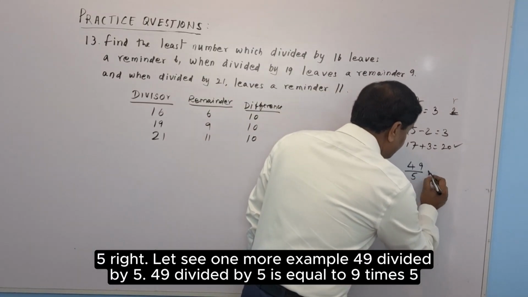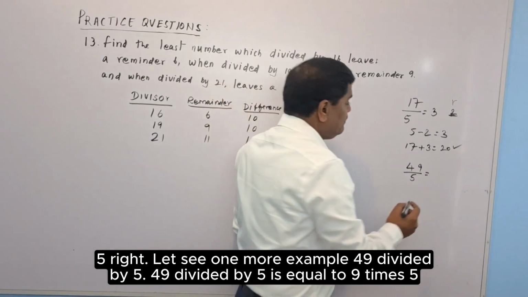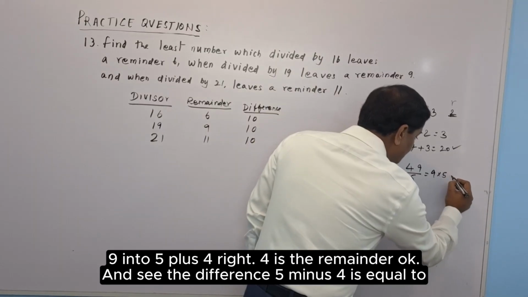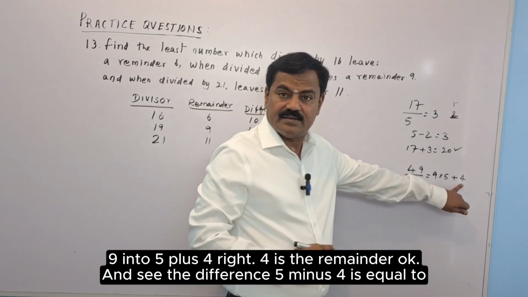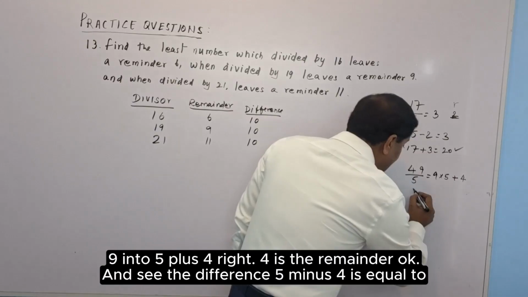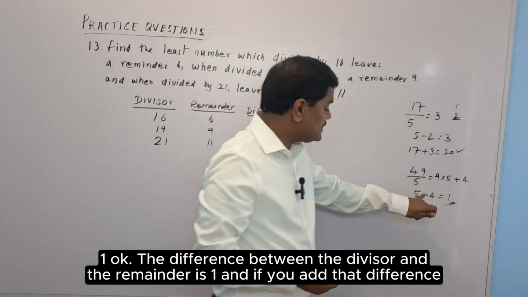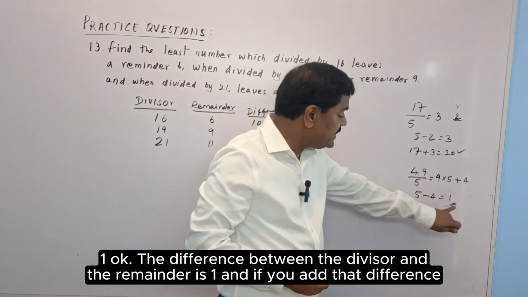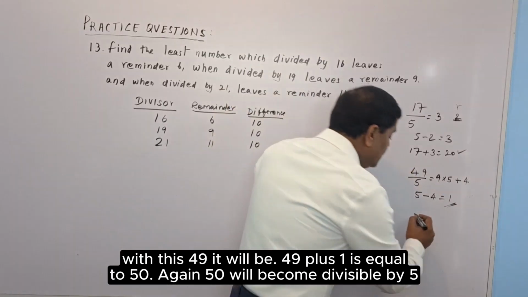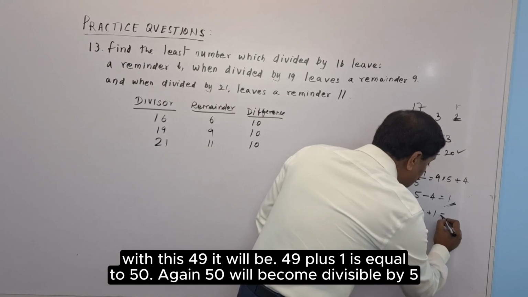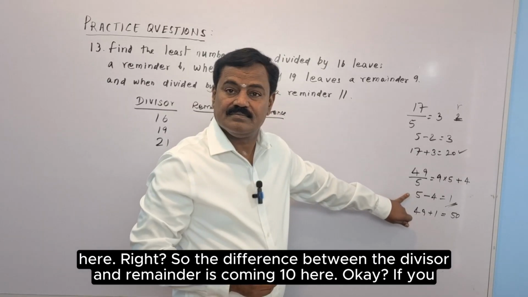49 divided by 5. 49 divided by 5 is equal to 9 times 5, 9 into 5 plus 4, right? 4 is the remainder. And see the difference. 5 minus 4 is equal to 1. The difference between the divisor and the remainder is 1. And if you add that difference to this 49, 49 plus 1 is equal to 50. Again, 50 is divisible by 5, right?